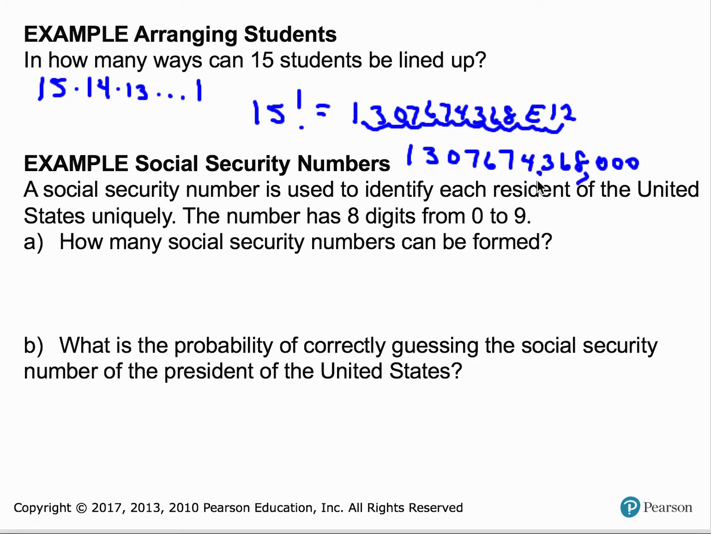Okay, so that's how many different lines. What do we have here? 1,307,000,000,000 and so on, lines with 15 people lining up. Different possible lines, right?